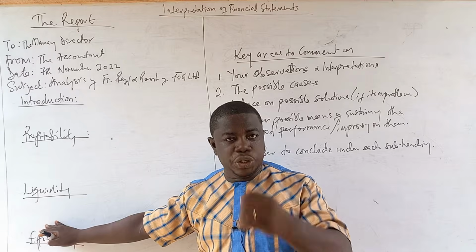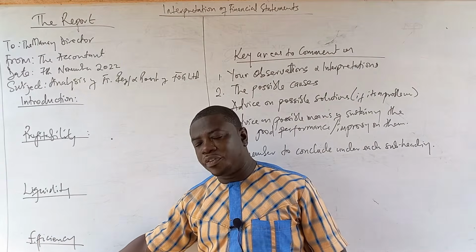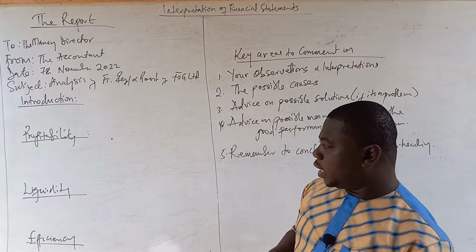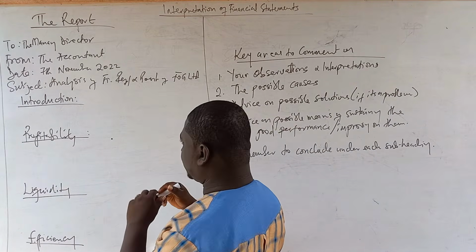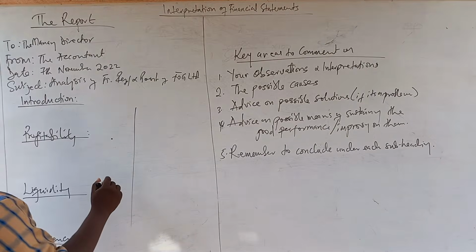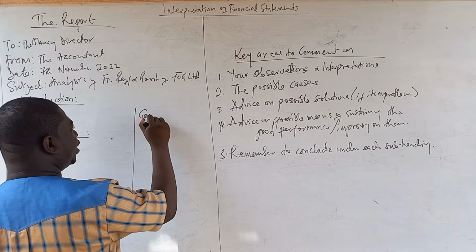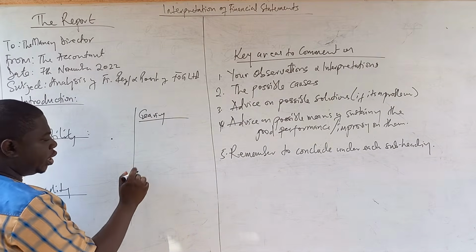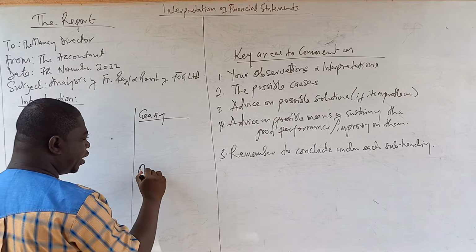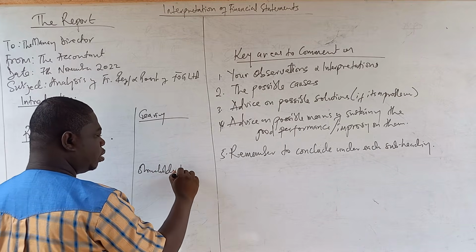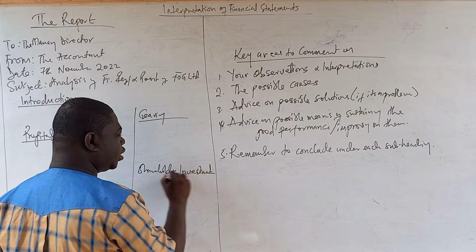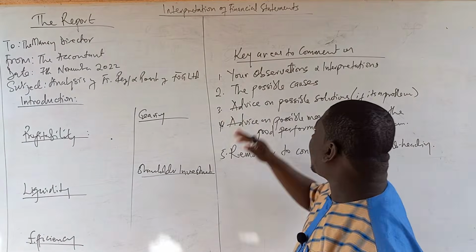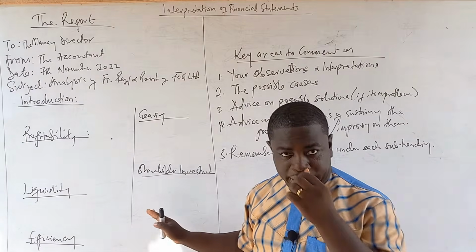Then under liquidity, you conclude on them. Before you move to efficiency, you do a conclusion. You move to the next one. But after efficiency, we'll talk about gearing or debt levels. You talk about the same 5, you conclude. And then finally, shareholder investment. You talk about all these 4, you conclude. So this key that I have given you is for every subheading under the report.